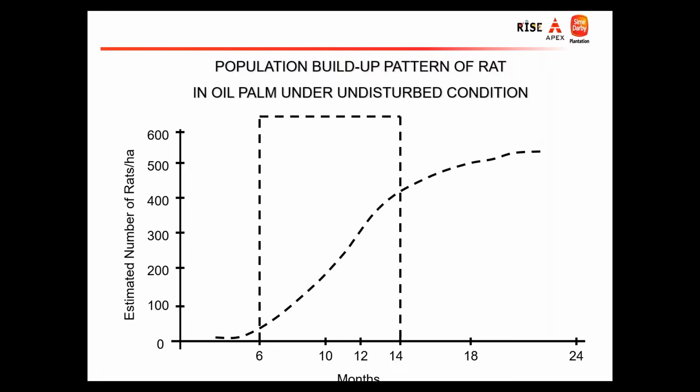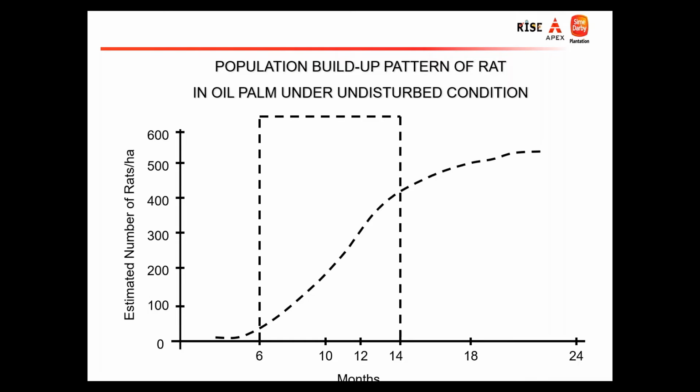At that time, of course, the rats they refer to were mainly Rattus diardii, the dominant species at that time. Of course, present day the species are very different. Probably it may take even a shorter period, not 6 months, maybe 4 months. You may see the graph start building, the population start building up.